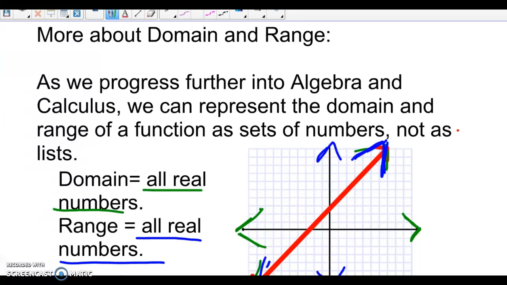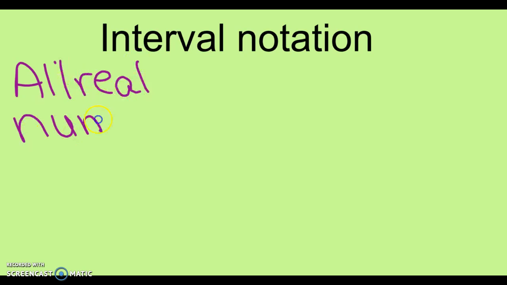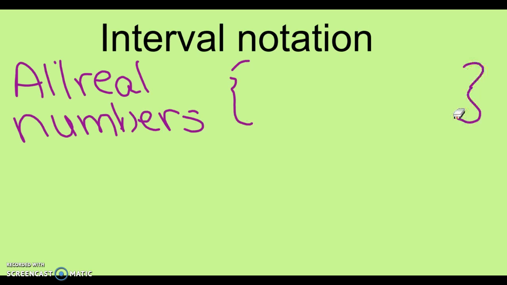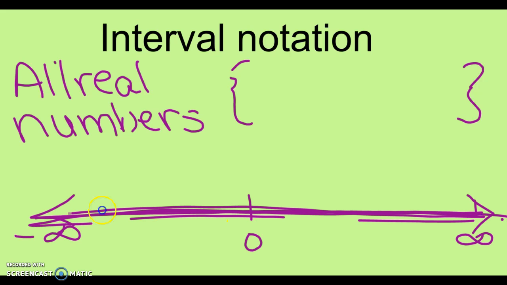Let's try looking at another kind. Oh, we need to talk about interval notation. Interval notation is how we describe it in math language. Instead of saying all real numbers, we have to write it in the notation of an interval. We're going to say it goes from negative infinity to positive infinity. Think about your number line. This is negative infinity, this would be 0, and this would be positive infinity. It just keeps going and going. That's all your real numbers between the two infinities.